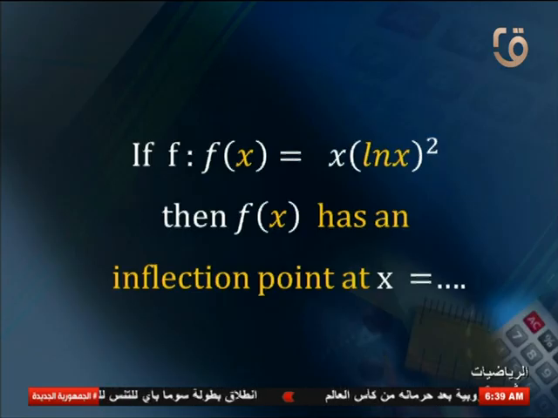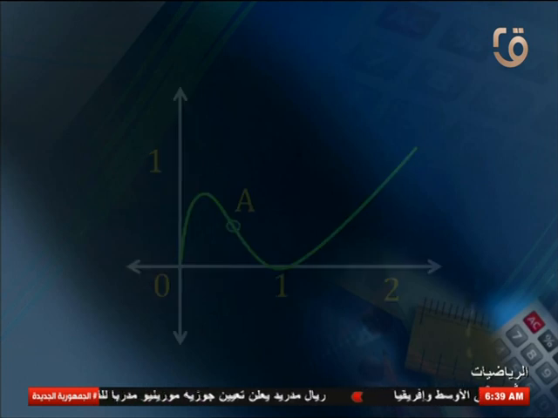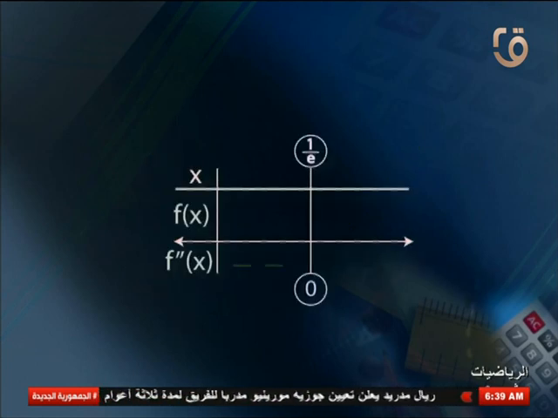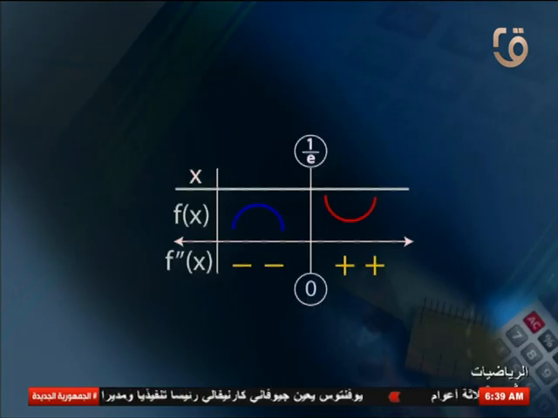Look at f of x equal x ln x for all power 2. F of x has inflection point at x equal what? Look at this sketch. At the first, by first derivative and second derivative, we find first derivative and second derivative. We note that second derivative f dash x, when f dash x equals 0, then x equal 1 over e.